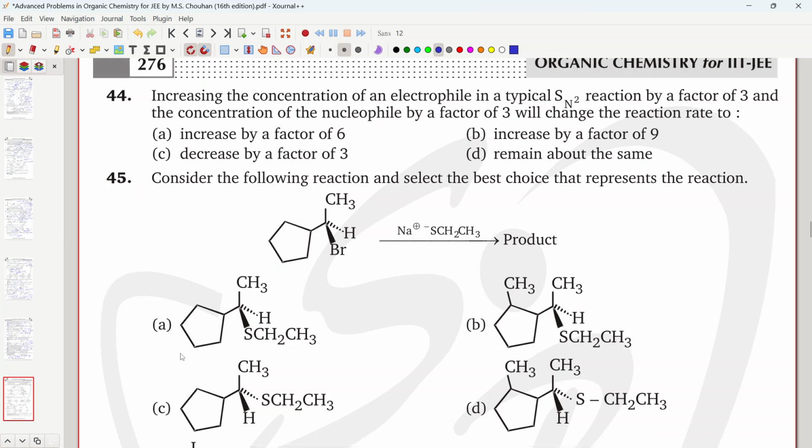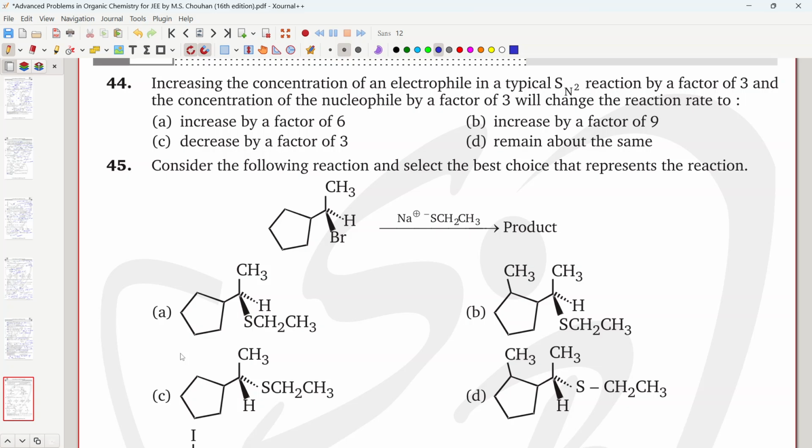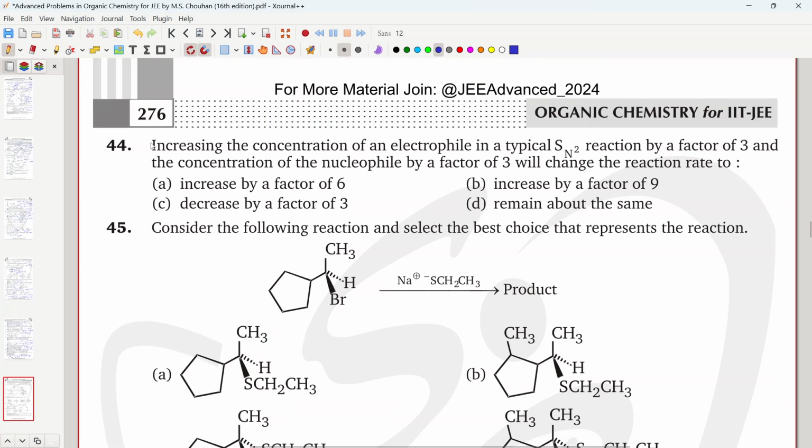Last two questions for today. For an SN2 reaction, rate is, let me get some space. Rate equals k times electrophile times nucleophile. Electrophile is increased by 3 and this is also increased by 3. So overall 3 times 3 equals 9. So the rate is increased by 9.